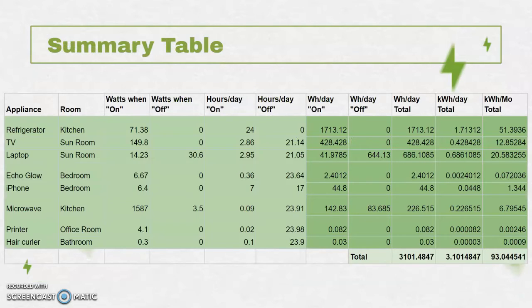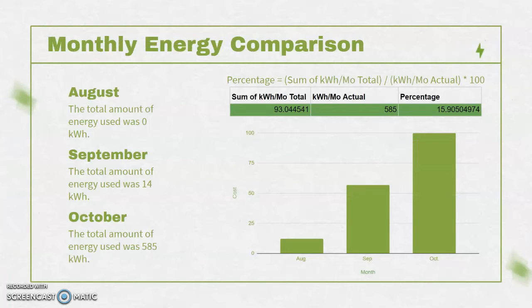Putting words into figures, this was my summary table for every device and their energy calculations. As you can see, I have the devices listed with their respective rooms and their measured energy use. In the month of October, my house's total energy consumption was 585 kilowatt hours. Compared to the total kilowatt hour per month that I calculated for my energy audit, the 8 devices represented 15.9% of the actual monthly energy consumption. I was able to get this number by dividing the sum of kilowatt hour per month total by the actual kilowatt hour in October and multiplying it by 100.